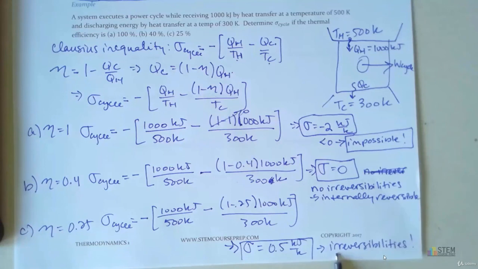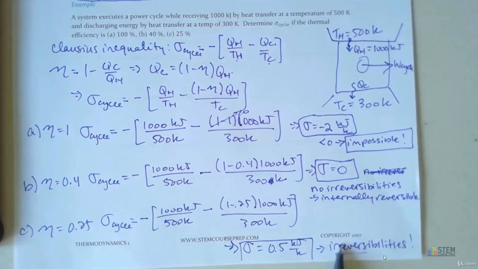And notice if you have irreversibilities, our efficiency is lower than it was when we said it was internally reversible. Right? Irreversibilities reduce your efficiency. But that's how you can use that Clausius inequality. It's simple and easy to use. Just gives you an idea about the performance of your system.